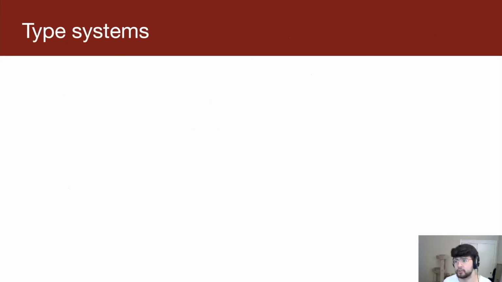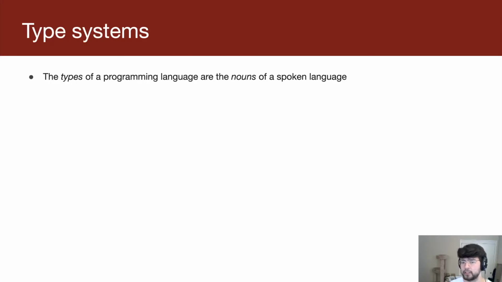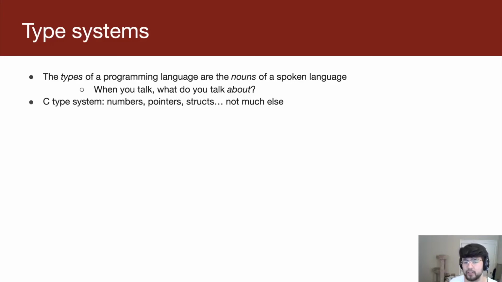And this comes down to what is a type system of a language. The types of a programming language are the nouns of a spoken language. When you talk, what do you talk about? In a programming language, you have ints, and you talk about ints in your programming language. You say, okay, this function takes an int, it returns an int. The C type system has numbers, pointers, and structs. There's not that much else. When you write a C program, this is what you're talking about, and maybe functions too. So you have a function that takes a number and it returns a pointer and allocates some memory, and that's mostly all there is to it.